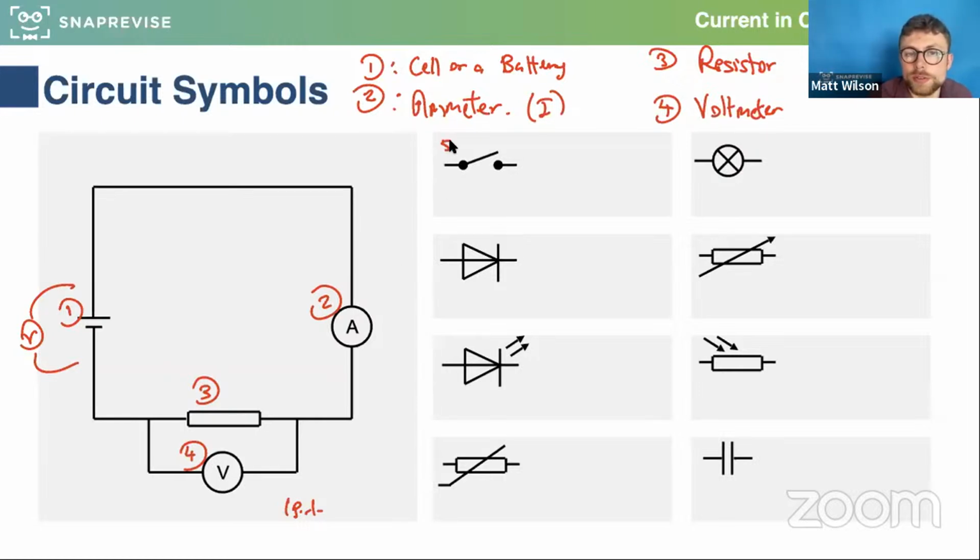So let's call this 5, 6, 7, 8, 9, 10, 11, and 12. Feel free to put in the chat any of these that you recognize. I will start with number 5. Number 5 here is like a break in the circuit you could choose to close, and that thing is a switch. Okay, any ideas for 6?